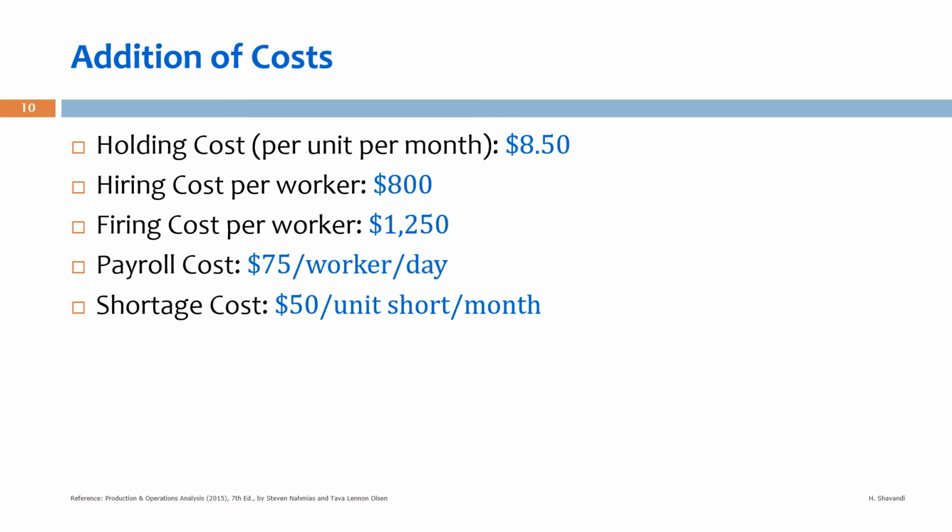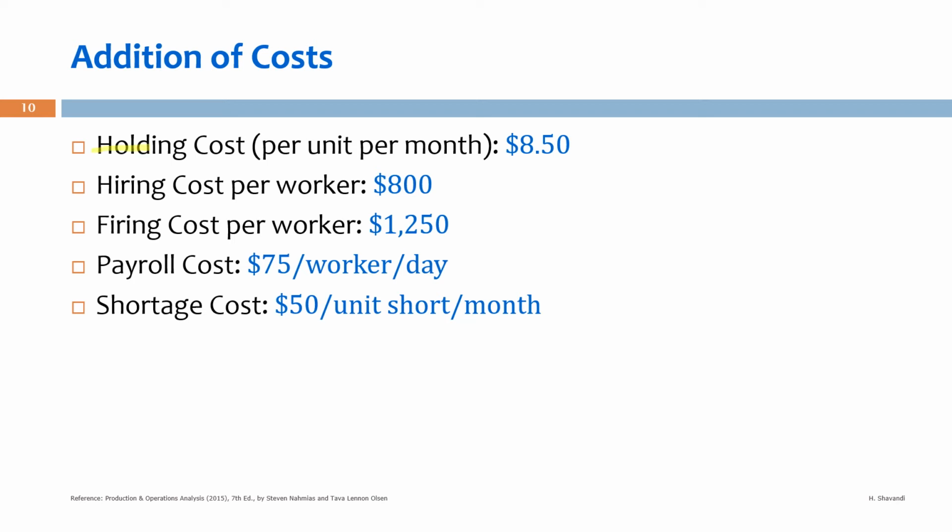So now we do have a feasible solution by level strategy, by having a constant level of workforce in the company. And now, by having those data in the previous slide, we can calculate the total cost of this strategy for the company. To do so, we need to have these data.